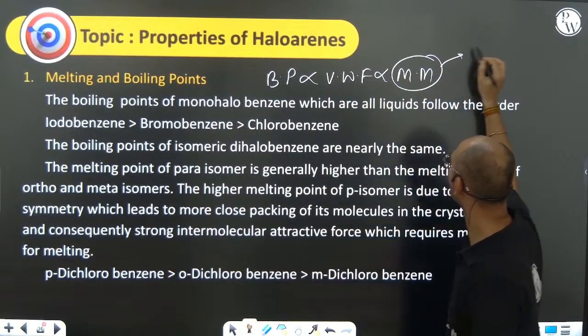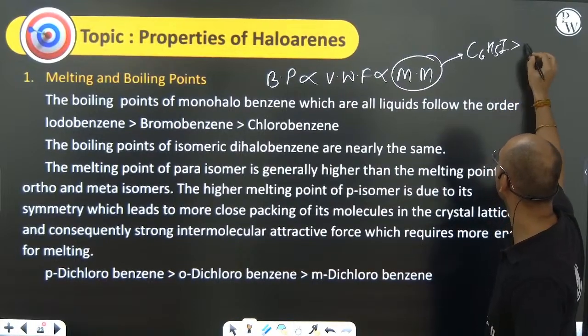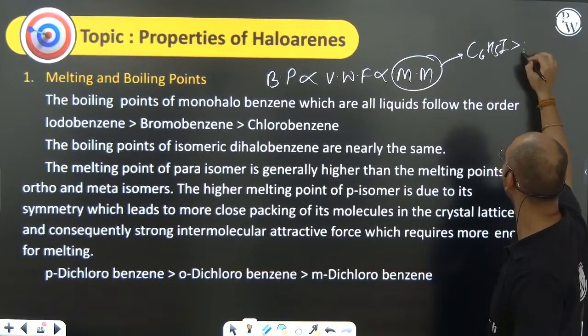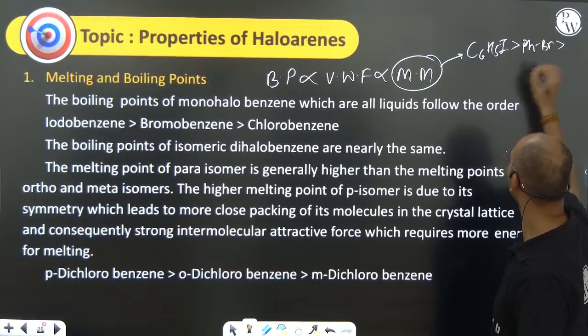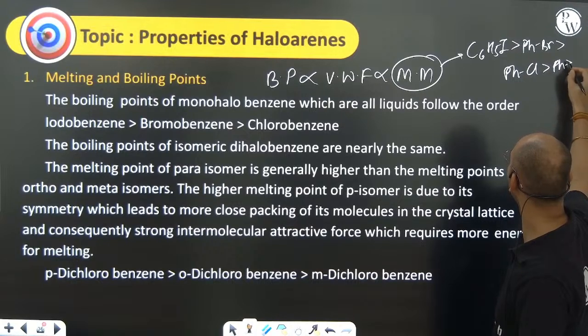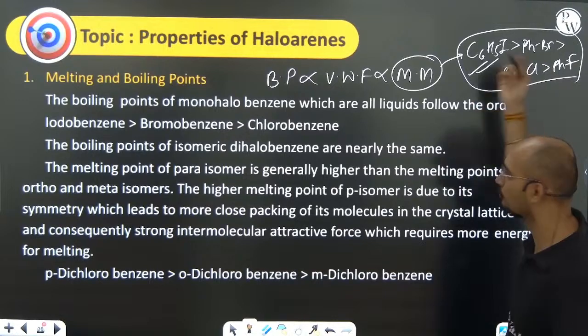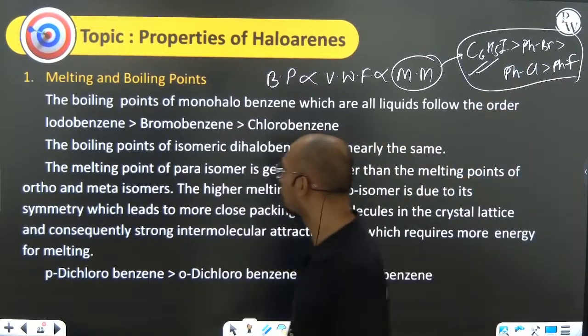So therefore, what we know, C6H5I will be more than C6H5Br, will be more than C6H5Cl, will be more than C6H5F. I hope it is all making sense. Why? Because here molar mass is more. It is all okay. But what about melting point?